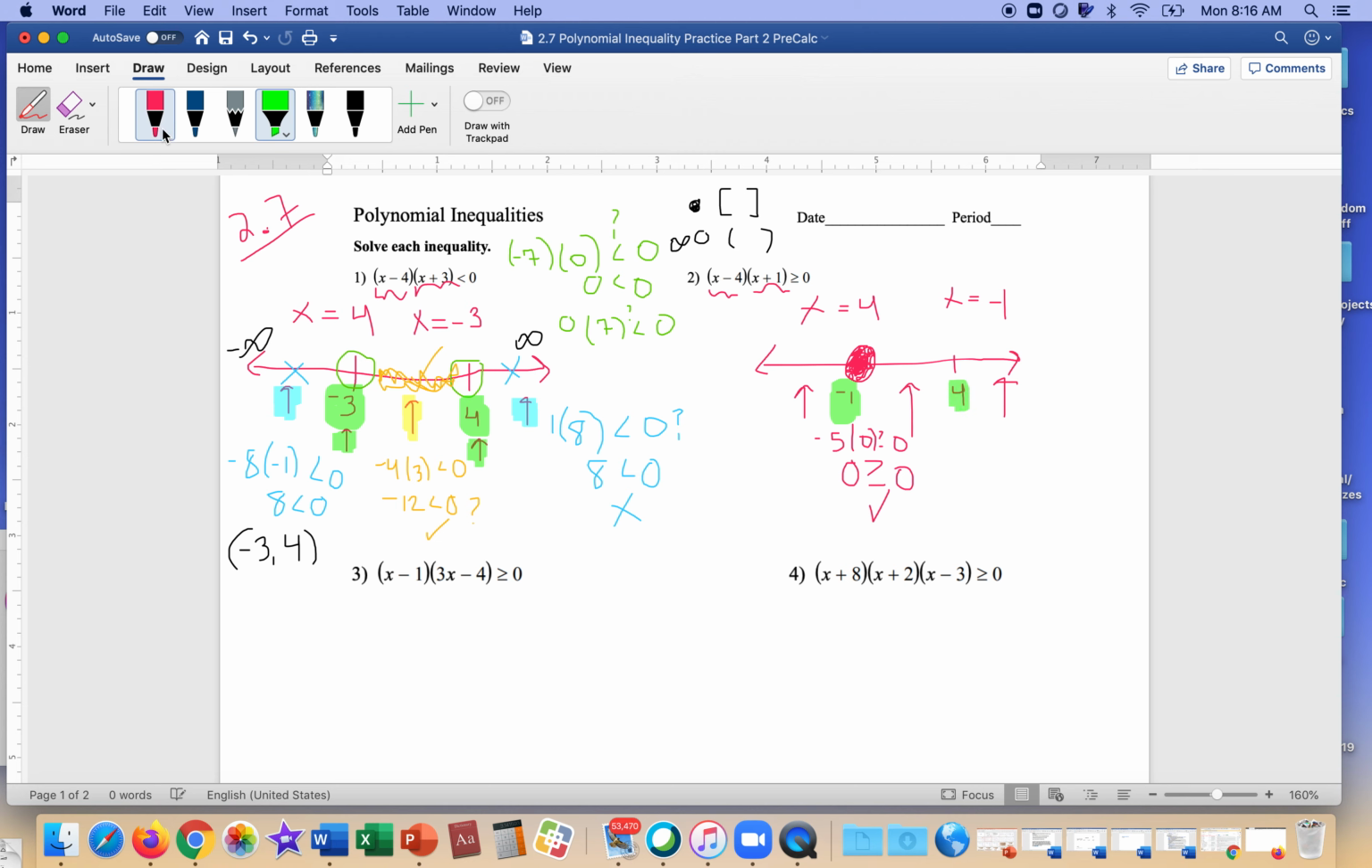If we plug in 4, then we would get 4 minus 4 is 0, right? 4 plus 1 is 5. And is this true or false? True, we shade. False, we don't. Is 0 greater or equal to 0? Yes, because it's or equal to. So we would fill that in.